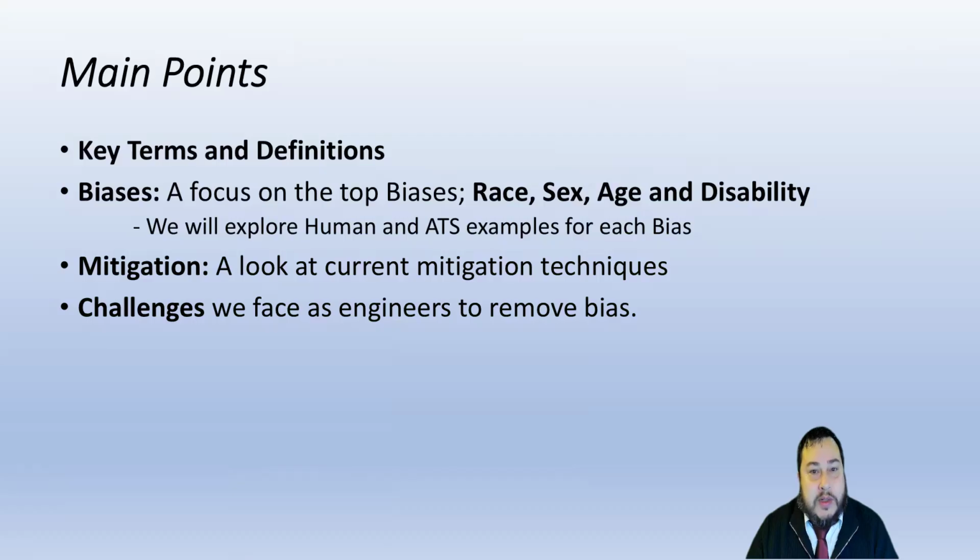We'll look at key terms, then we'll look at the four major types of biases in hiring. For each one, we'll examine two things: how the bias appears in human hiring decision-making, and how it shows up in applicant tracking systems. We'll look at some case studies and current research. After that, we'll look at mitigation strategies and challenges involved in reducing bias. The goal isn't just to understand where bias comes from, but also to understand what we can do about it. In conclusion, we'll attempt to answer the question: can bias be engineered out of ATS?